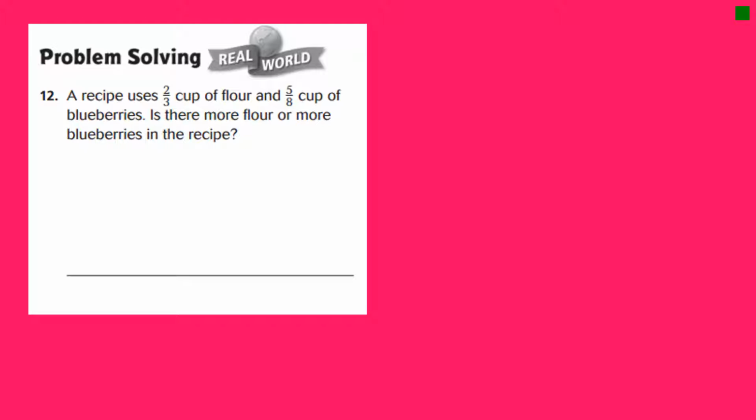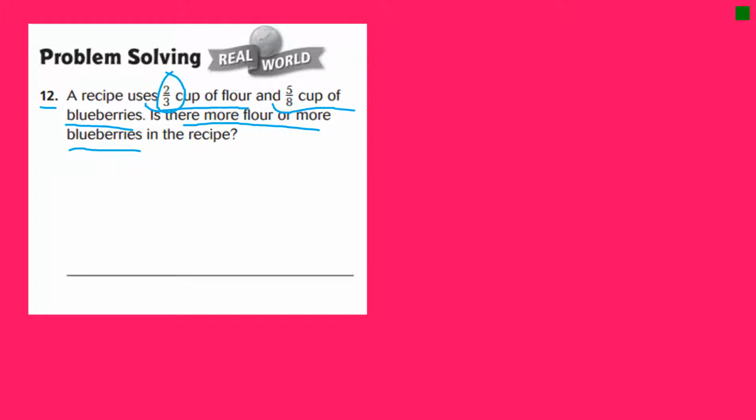Okay, we are down at the bottom here, problem solving. Number 12. Now you read along with me, okay? A recipe uses 2/3 cup of flour and 5/8 cup of blueberries. Is there more flour or more blueberries in the recipe? So we are going back, 2/3 cup of flour, 5/8 cup of blueberry. Is there more flour or blueberries?